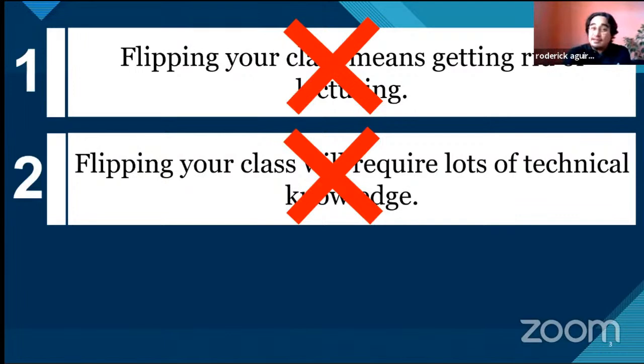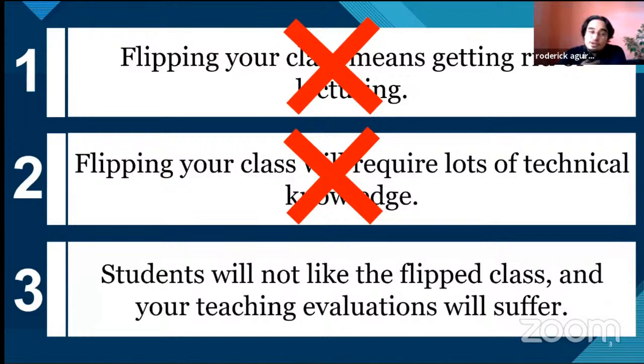So the third and last statement says, students will not like the flipped class and your teaching evaluations will suffer. A lot of teachers wouldn't want to do a flipped classroom, like advanced readings or providing students with pre-recorded lectures, so that students can read and learn in advance all of these materials before they do online lectures and online discussions, believing that students will not necessarily open these materials or learn from them, or that it will give the picture that they are a lazy teacher because they're making students do the job of learning.